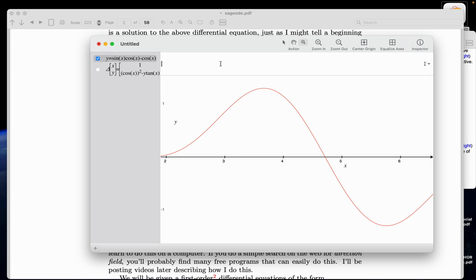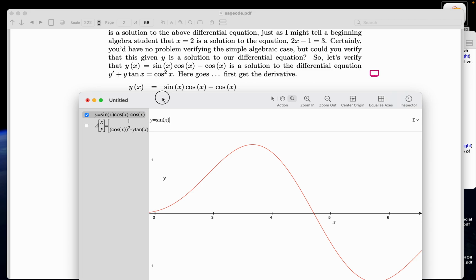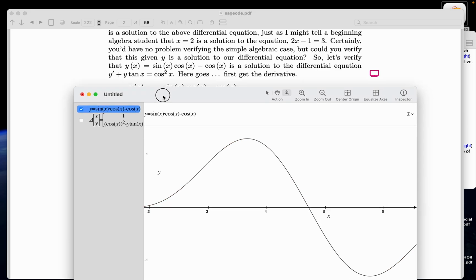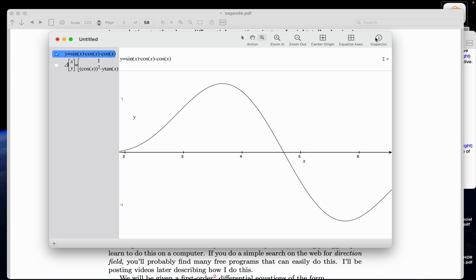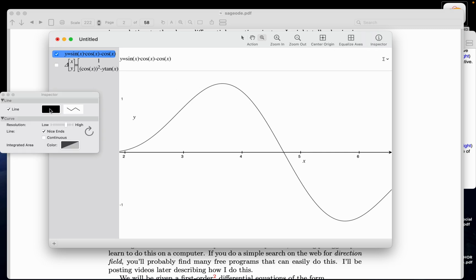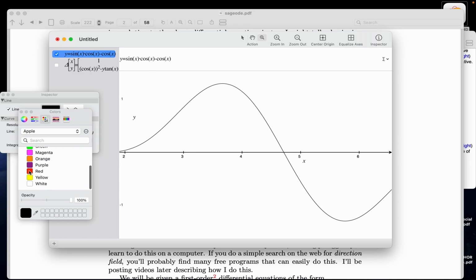So, you type in y equals, pretty easy to do. And that's going to be sine of x, right? And again, that's the solution right over here, times the cosine of x. And then it's going to be minus cosine of x. Oops, I didn't type in cosine, did I? No, it's cosine. Right? Now, what I'm going to do is change the color of the graph to red. I'm using the inspector, and I'm going to do color. I'm going to make it red. Right? Got that covered.